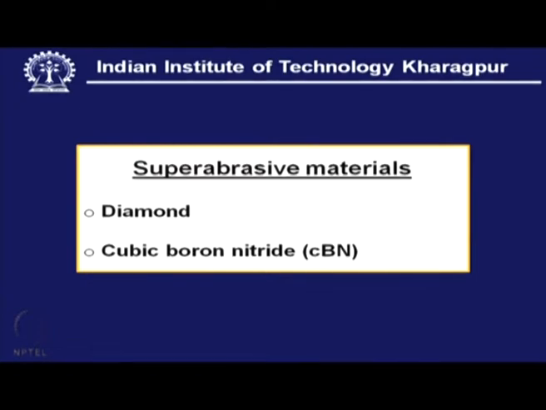Now, what is meant by super abrasive material? As we know that conventional abrasive material which are used in traditional grinding are actually aluminum oxide and silicon carbide. So, aluminum oxide is used for all sort of ferrous material processing, whereas silicon carbide is used for processing non-ferrous material, carbide and some of say cast iron base.